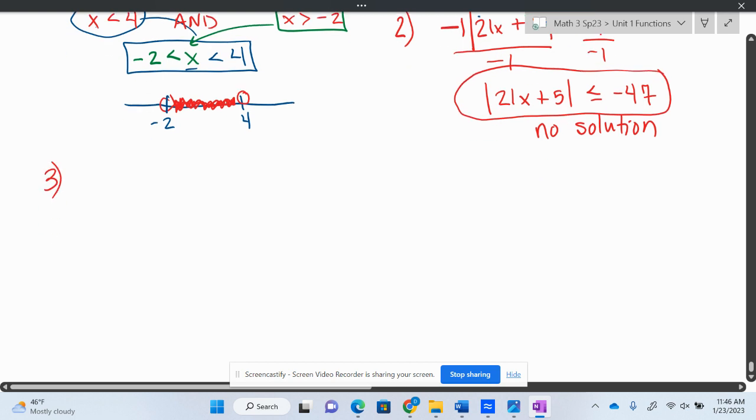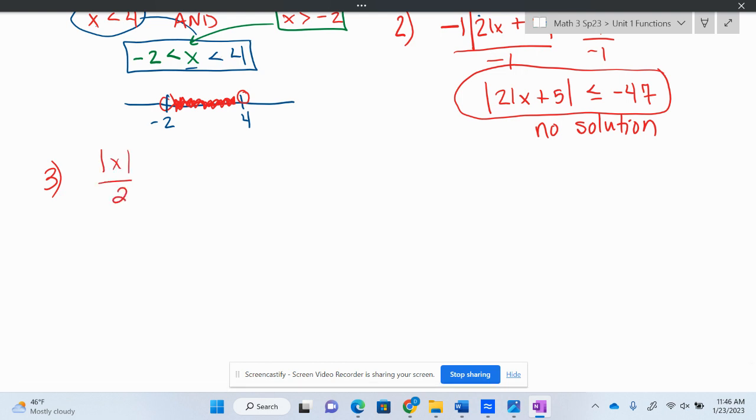Okay, number 3. Number 3 is the absolute value of x divided by 2 plus 4 is greater than 12. So I have to get that absolute value all by itself. What should I do first? Not yet. Subtract 4 first. Yeah, we undo addition or subtraction before we worry about multiply or divide.